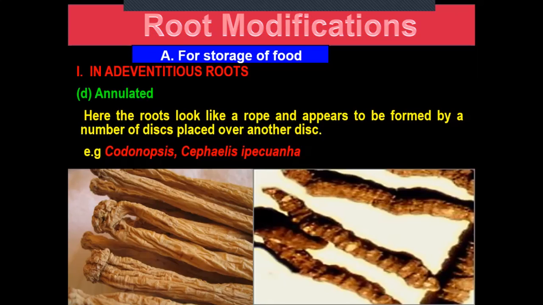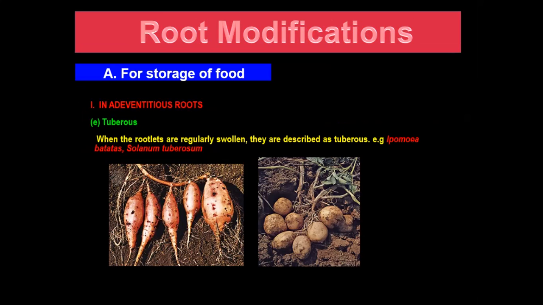This is the annulated root. These roots have a series of ring-like swellings on their surface at regular intervals. For example, Ipomoea, Psychotria. This is what forms a ring-like structure on netted roots. For the purpose of storage, the tuberous root, we have already studied about tuberous roots.